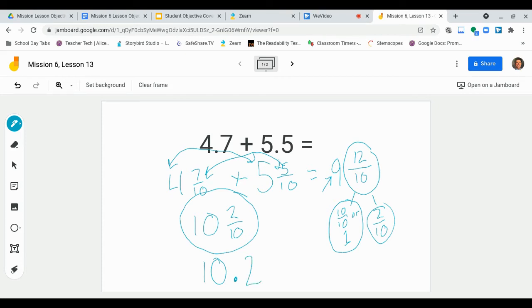Well, I put a 2 in the tenths place, which is that place right after the decimal. And that would be my solution. My sum of 4 7/10 plus 5 5/10. The answer to that is 10 and 2/10, like such. So notice how we just converted it to a fraction and then converted it back into a decimal.